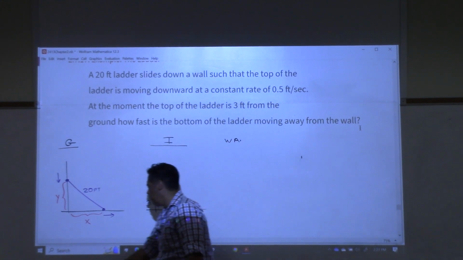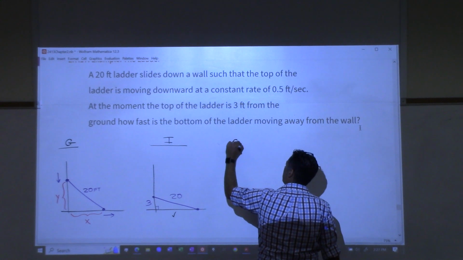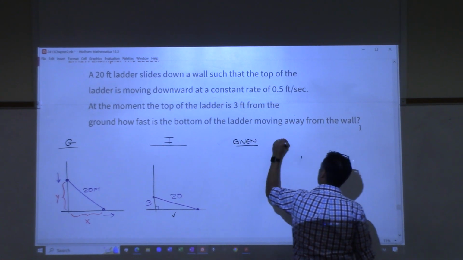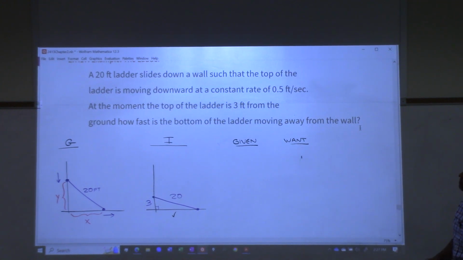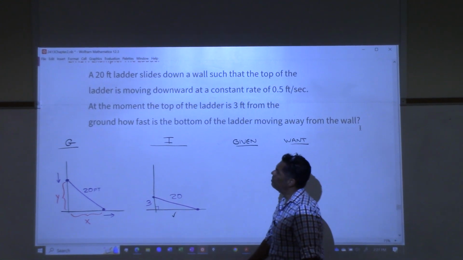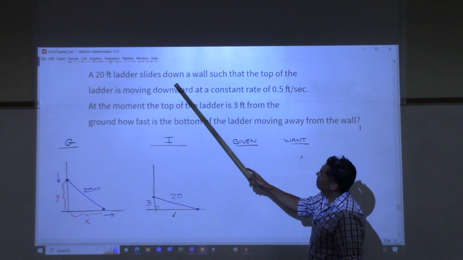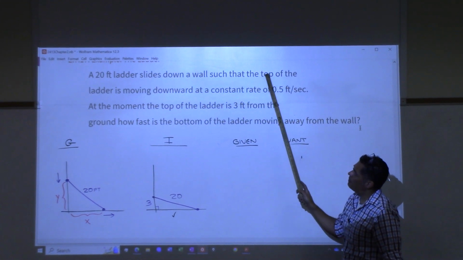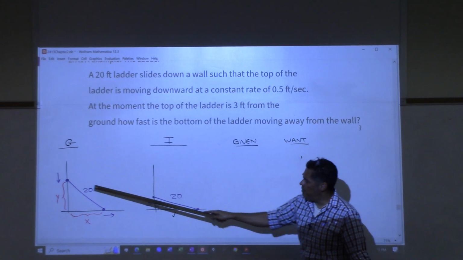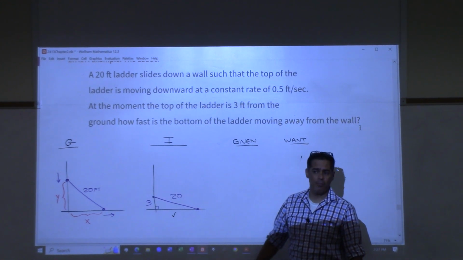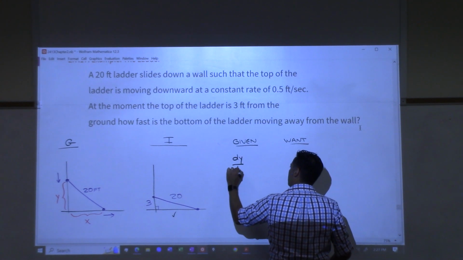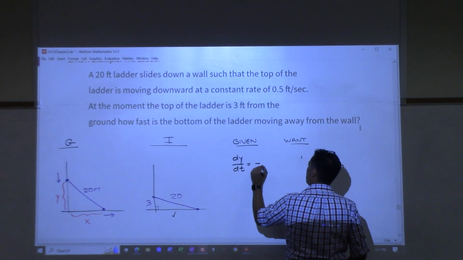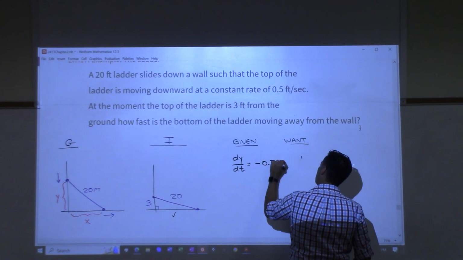What am I given? What do I want? So I'm given, go ahead. x is growing by 0.5 feet per second. Is it x? You sure? The ladder slides down the wall such that the top of the ladder is moving downward. So the top is moving downward at 0.5. So it's actually the other way around. It's dy/dt, right? dy/dt is negative 0.5 feet per second.